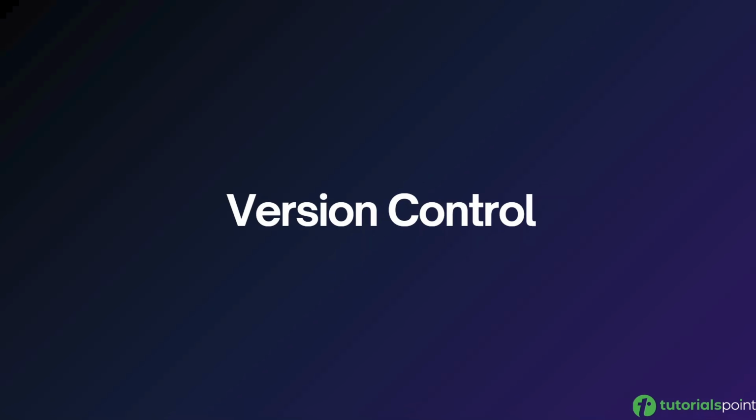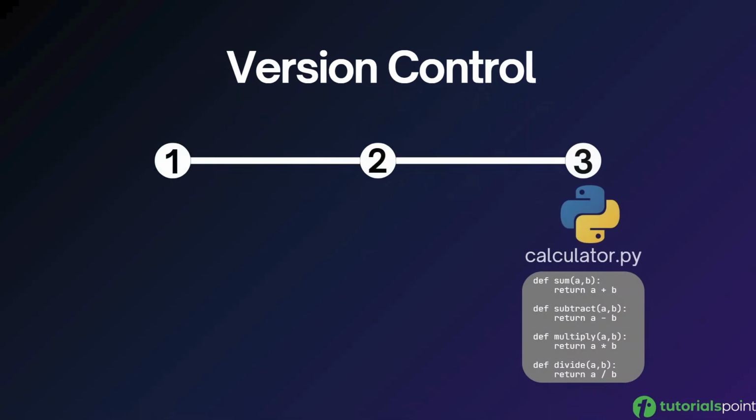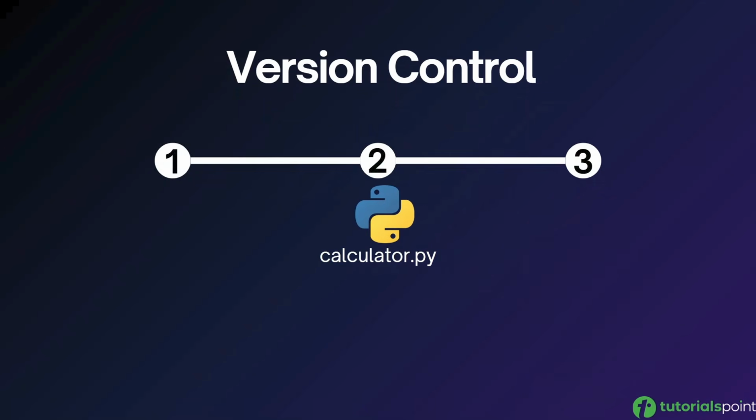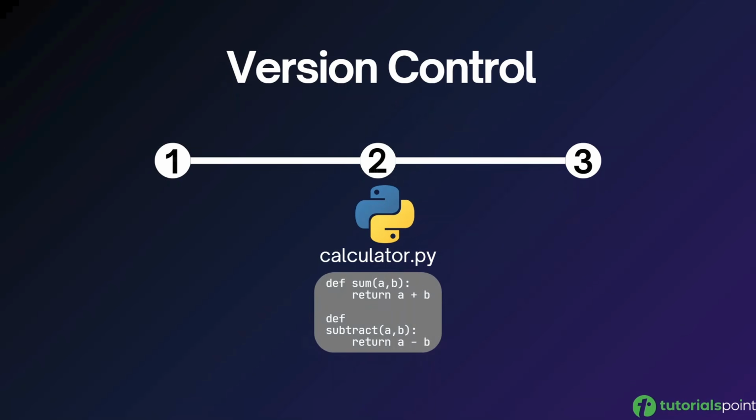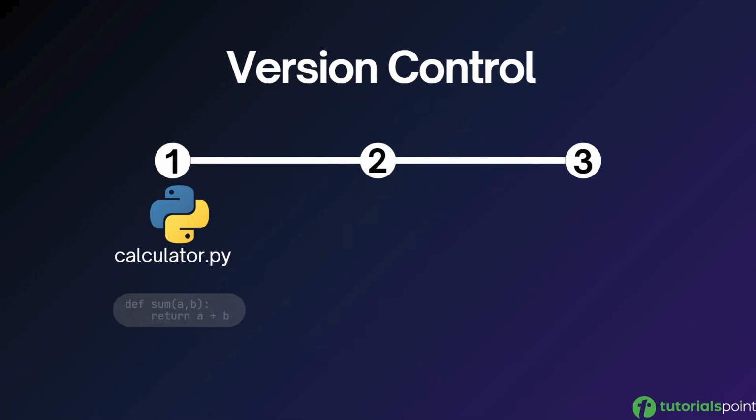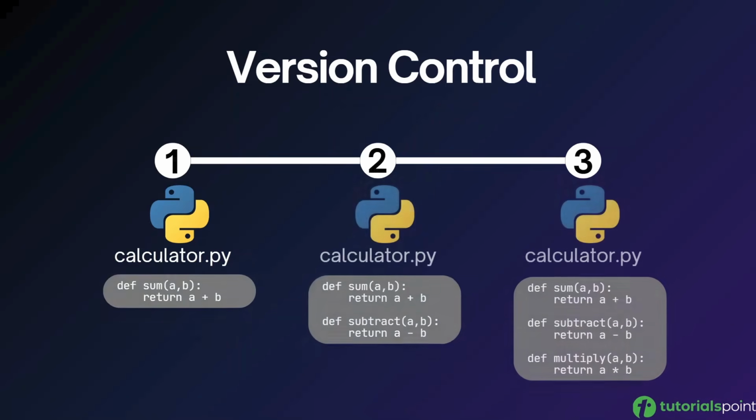Think of version control like a personal assistant or a tool that tracks all the changes you make. It maintains a complete history of your work. It lets you easily jump back to any previous version and it shows exactly what changed between each version.